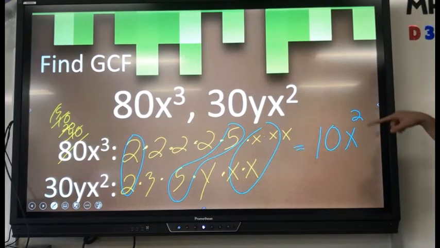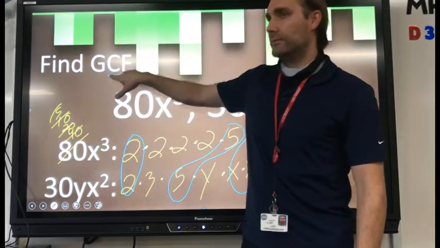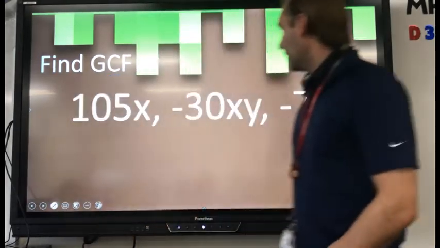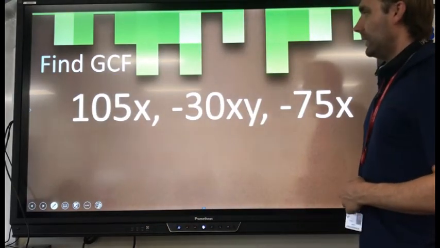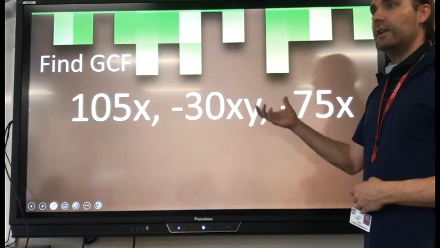Again, you make these by taking the smallest variable. Why didn't we have a y? Because of 80x cubed. Yes, it's not a common variable, is it? If you have 3, you're looking for 3 of the same number, right?